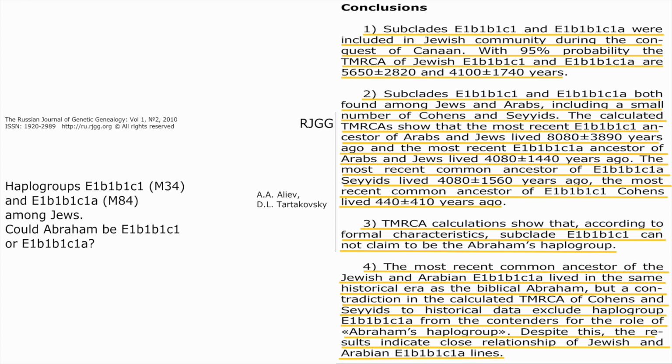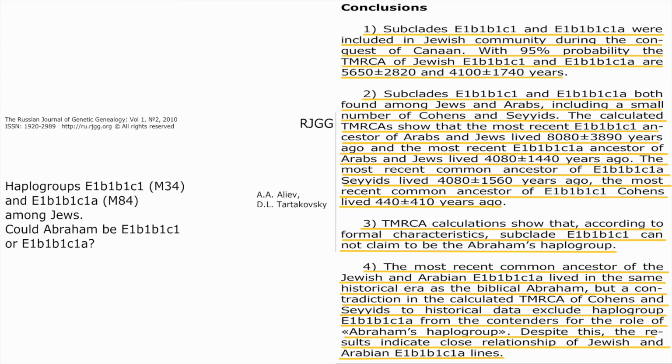The calculated TMRCAs show that the most recent E1b1c1 ancestor of Arabs and Jews lived 8,080 plus or minus 3,890 years ago. And the most recent E1B1C1A ancestor of Arabs and Jews lived 4,080 plus or minus 1,440 years ago. The most recent common ancestor of E1B1C1A Saids lived 4,080 plus or minus 1,560 years ago. The most recent common ancestor of E1B1C1 Cohens lived 440 plus or minus 410 years ago.